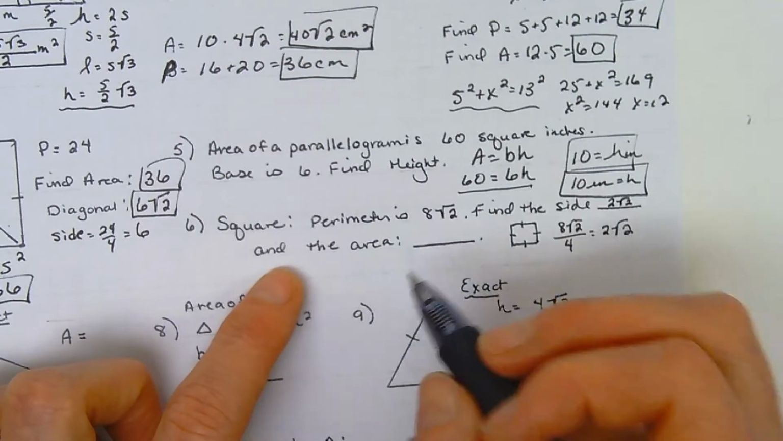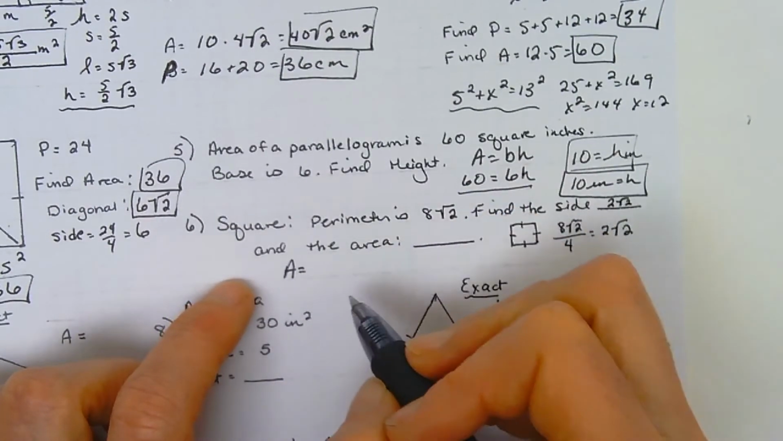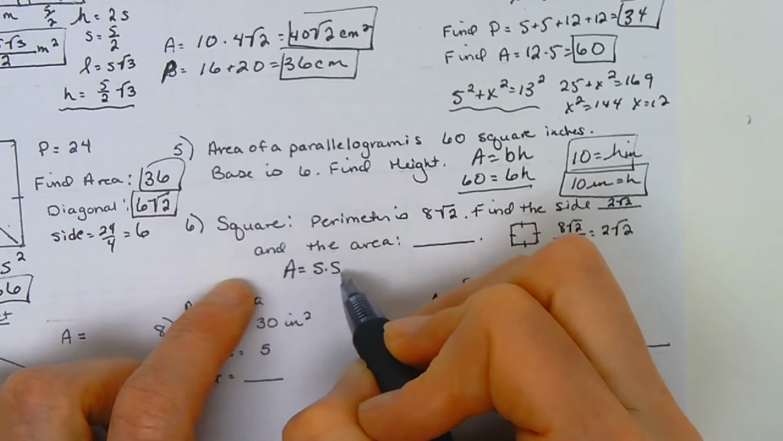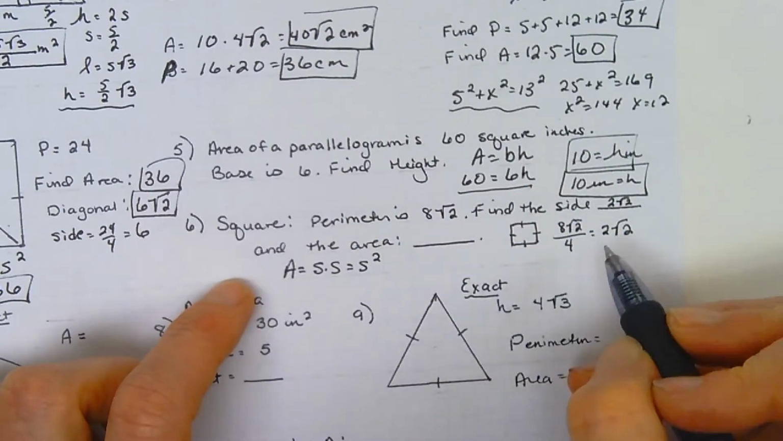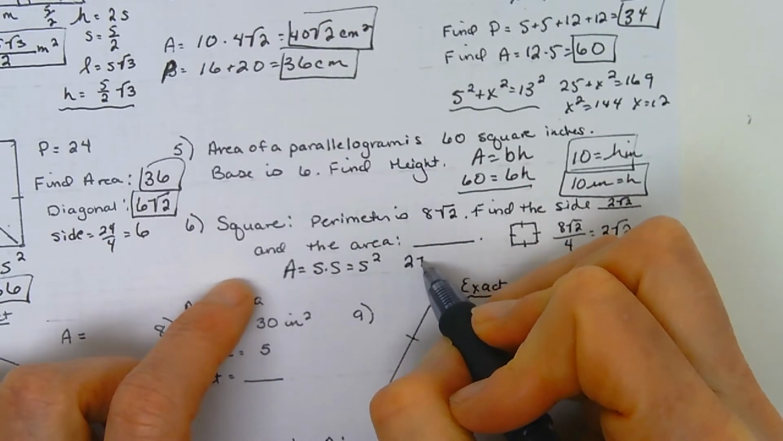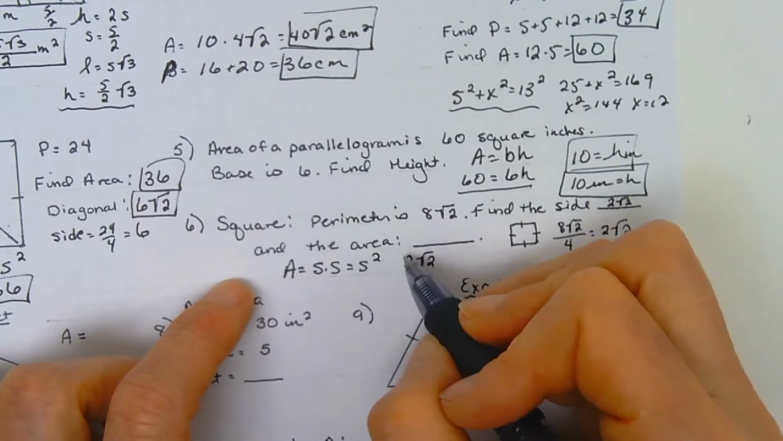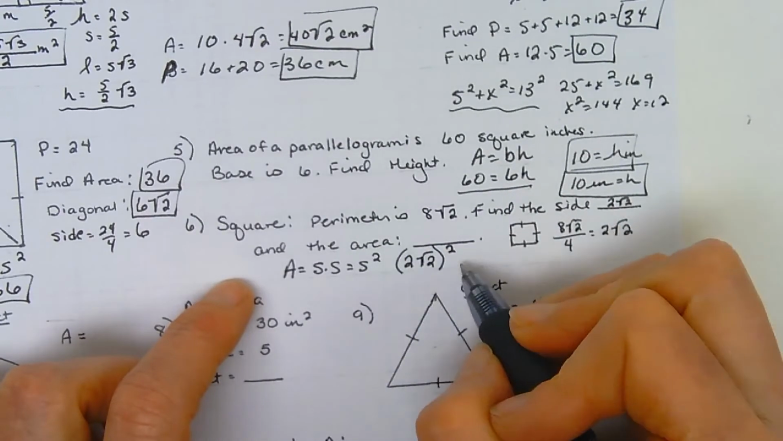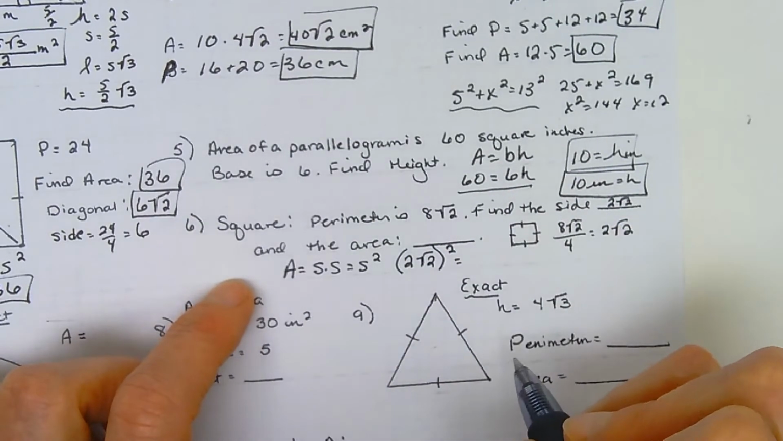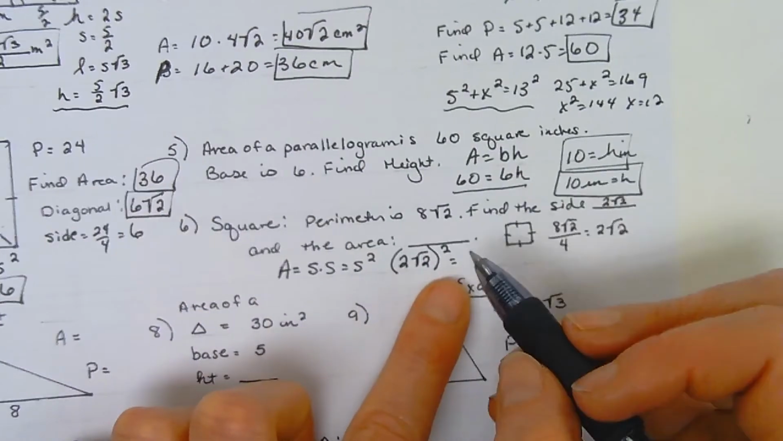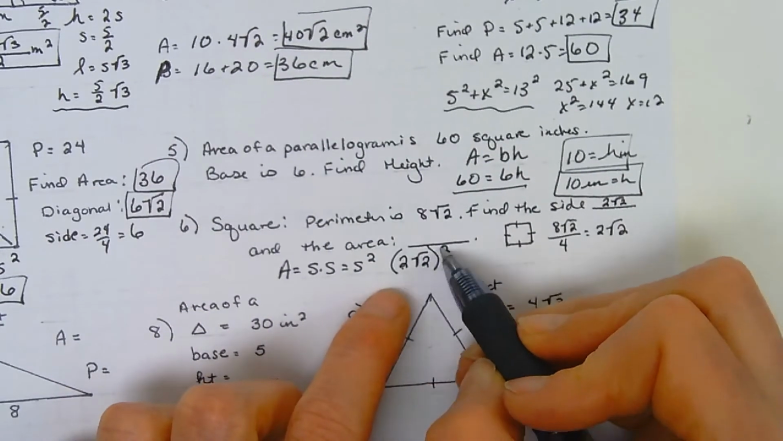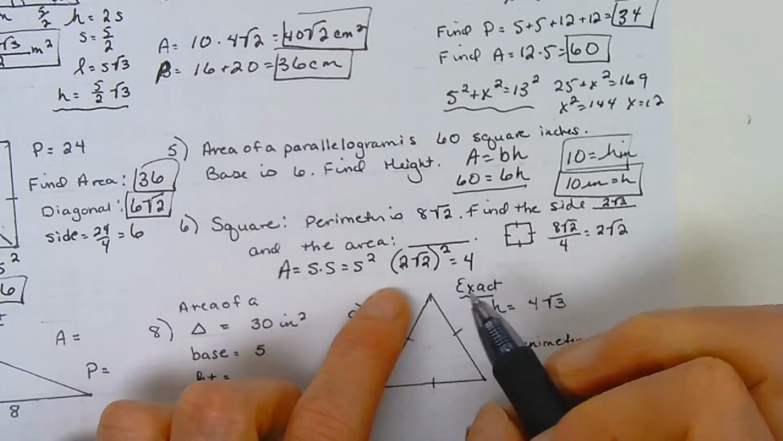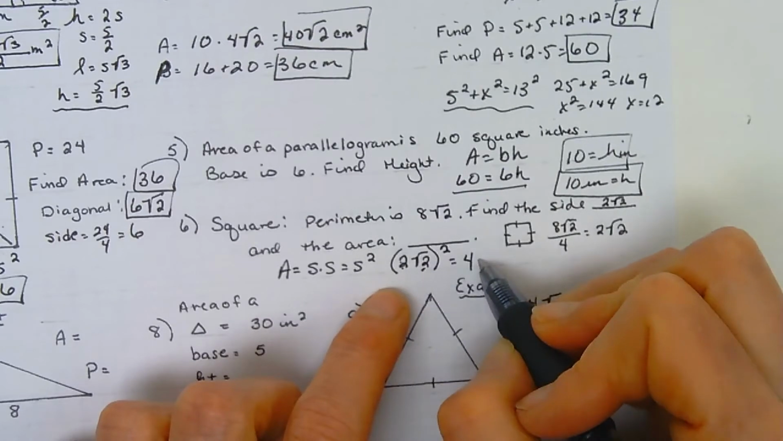The area of a square is base times height, or side times side, side squared. 2 square roots of 2 is the length of the side. If I square that, I will get the area. There's a couple ways to do this. I could square the 2, which would be 4, and square the square root of 2, which is 2, and I get 8.